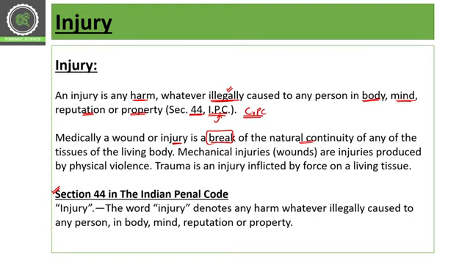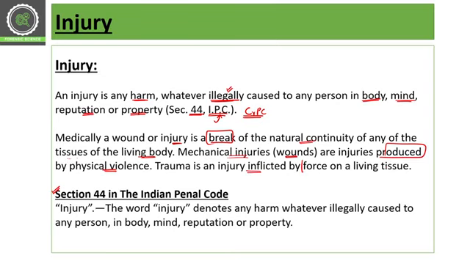Now mechanical injury, which is a category of different injuries. Mechanical injuries, which we call wounds, are injuries produced by physical violence. In physical violence we most of the time see mechanical injuries. We will understand later what mechanical injuries are. Now trauma. Trauma is injury which is inflicted by force on living tissue. If I apply force on somebody and he or she falls, that type of injury will be known as trauma.